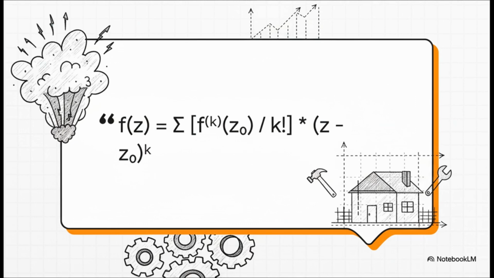It's the Taylor series formula. Now, I know it might look a little intimidating, but let's break down what it's actually doing. All this formula does is use information about the function at one single point, z0. It looks at the function's value at that point, its slope, its curvature, and so on. That's what all these derivatives are for. And it uses just that tiny bit of local information to build the entire function, piece by piece. It's like the ultimate blueprint for our project.